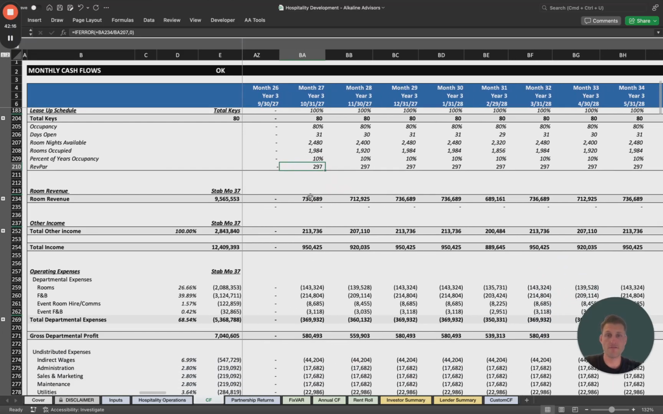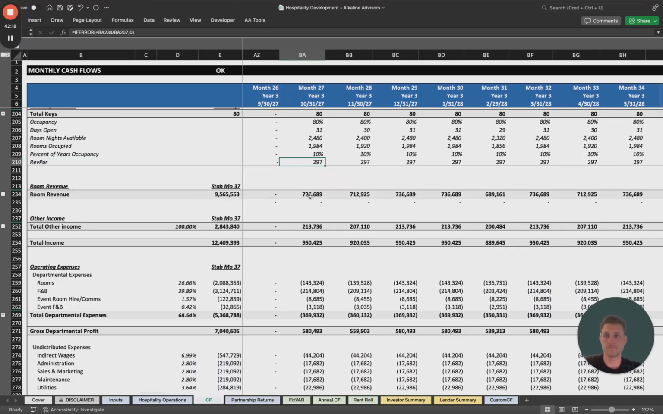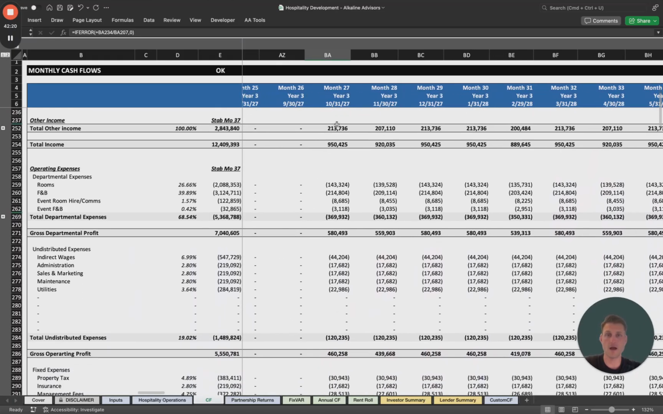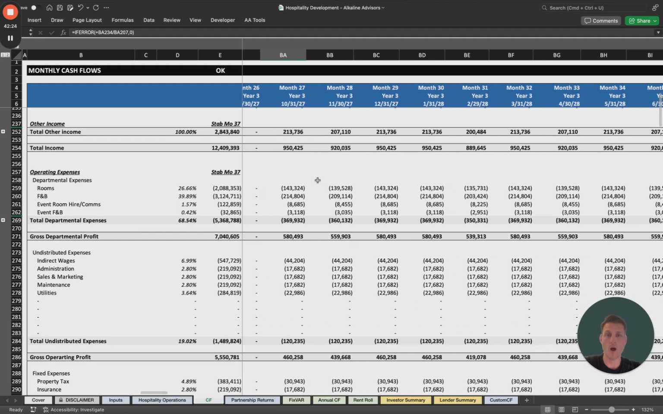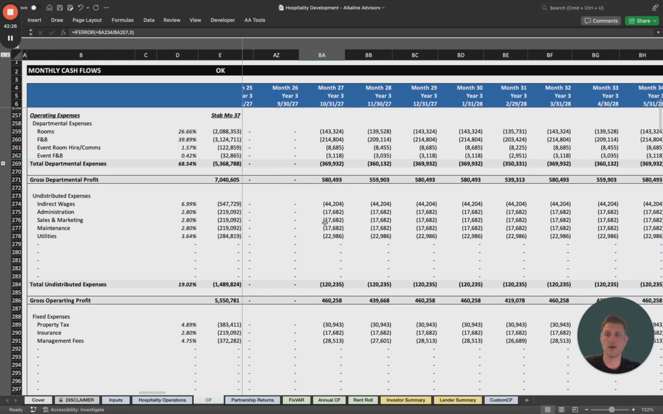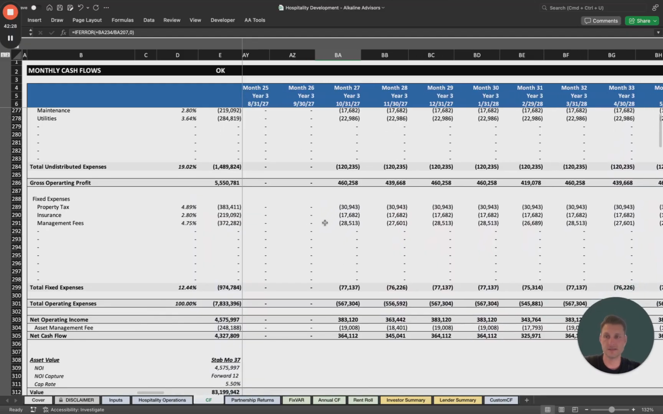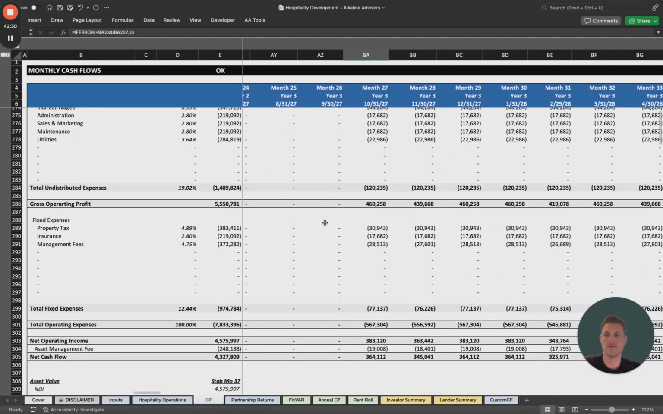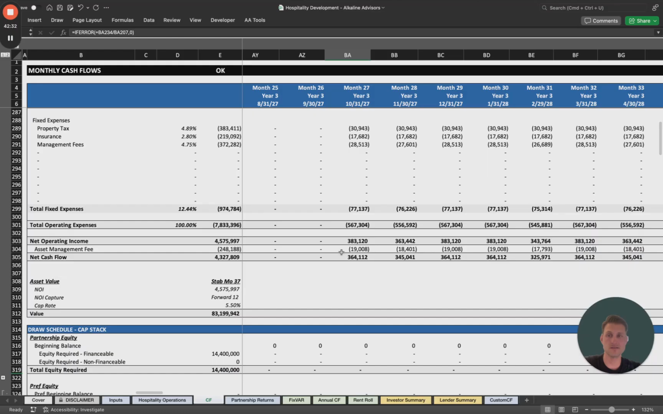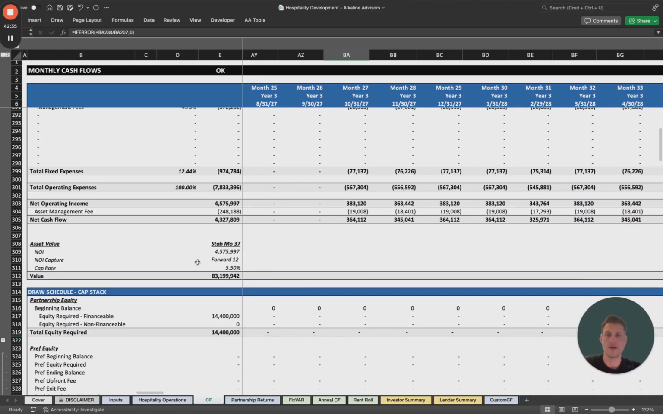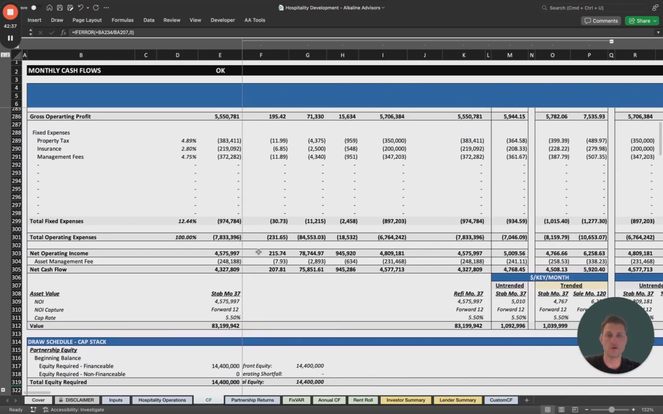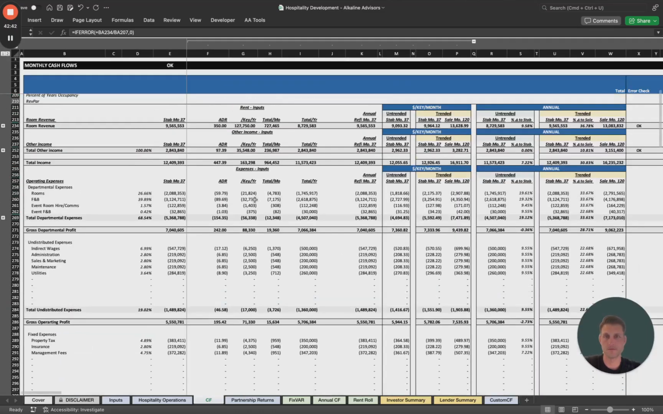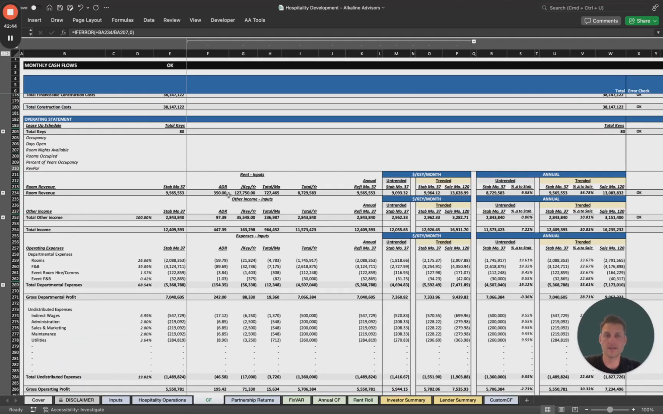Then we have the room revenue down below. Underneath that, we have the other income. We have total income. We have operating expenses, undistributed expenses, fixed expenses. And then finally, we have the total operating expenses. Then we have NOI. And then off to the left over here, let me zoom out a bit. We have just additional info.